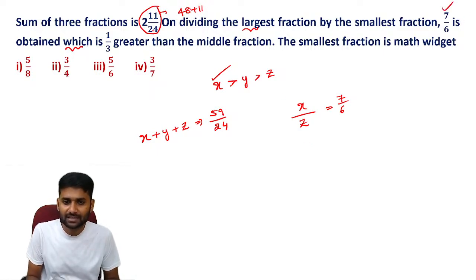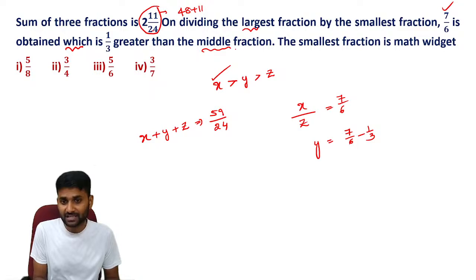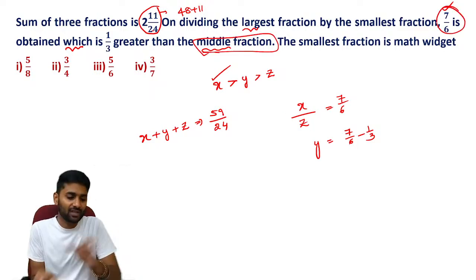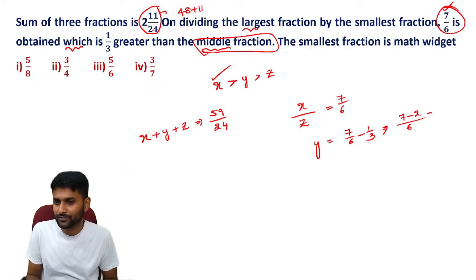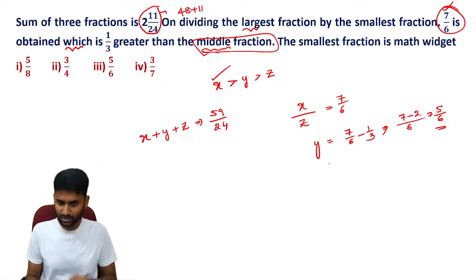Now see, what is the middle fraction? Y is equal to one third. It means here the difference between 7 by 6 and 1 by 3. Why? Because if you compare with the middle fraction, the value of 7 by 6 is one third more, which means you have to find the difference. Here the LCM is 6 units. 7 minus 2 is a value of 5 by 6 units. Now you will get Y is equal to 5 by 6.